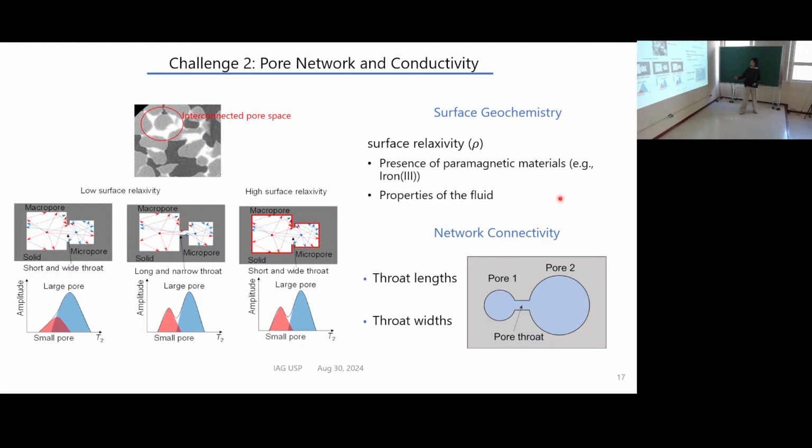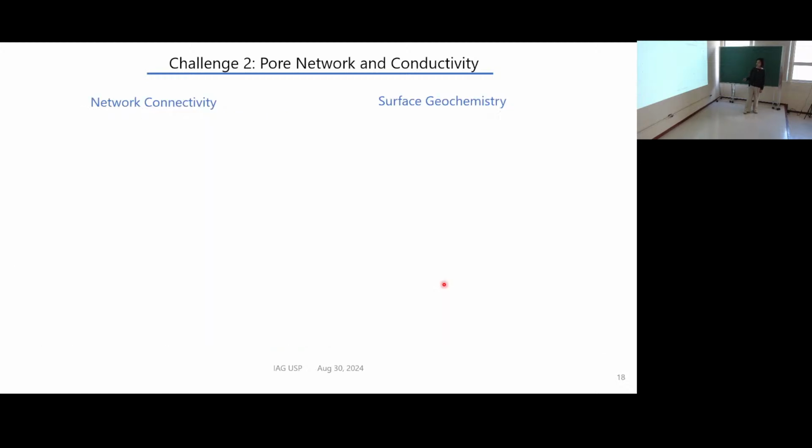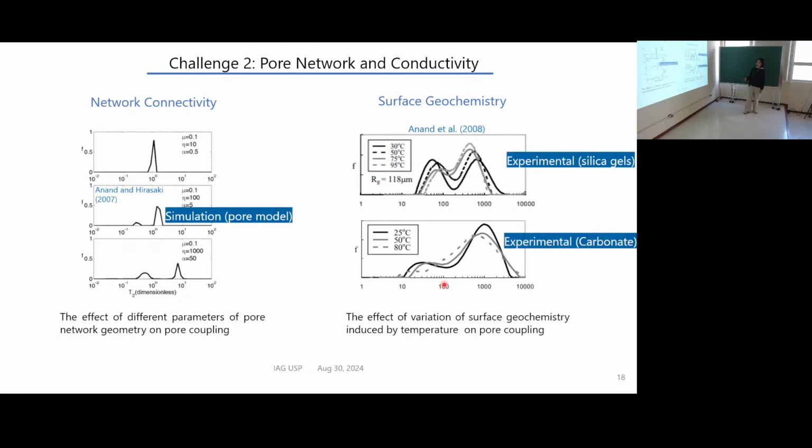And then, of course, we have to consider the throat length and the throat width in order to simulate this connectivity. And then here is some of the published literature, showing how the connectivity is controlling the different NMR response. And this is also showing how the surface geochemistry is controlling that. And some of this is experiment data and some is simulation data.